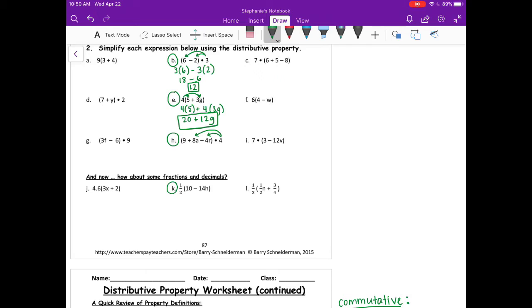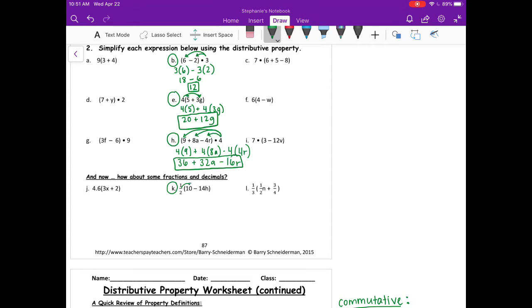Let's move to H. This one has 3 terms inside parentheses, so I'm going to multiply each of those terms by the number 4. Then I'll go ahead and simplify my problem by multiplying 4 times 9, which is 36, plus 4 times 8a, 32a, and then 16r. And I can't simplify it anymore because I have different variables on each number. Perfect. Now, let's do our fraction problem.